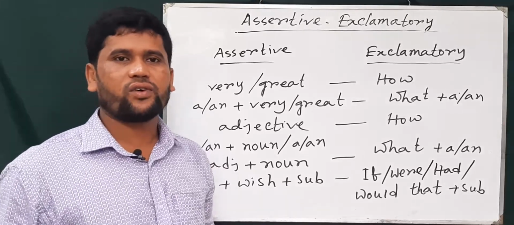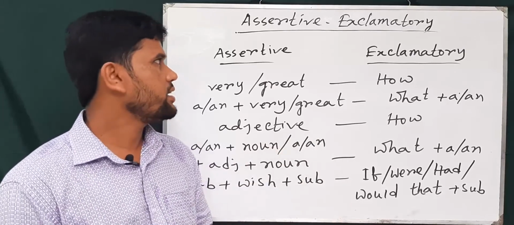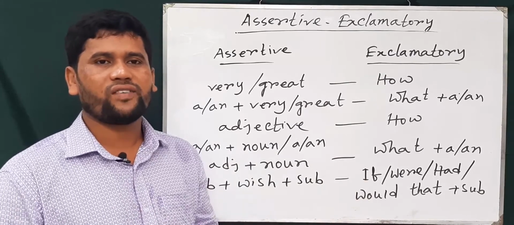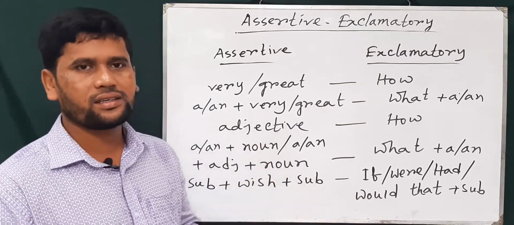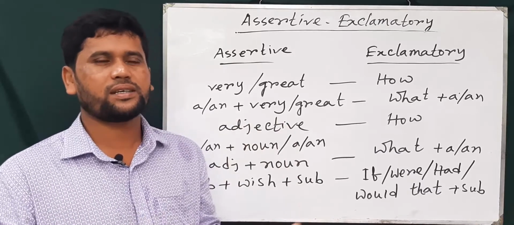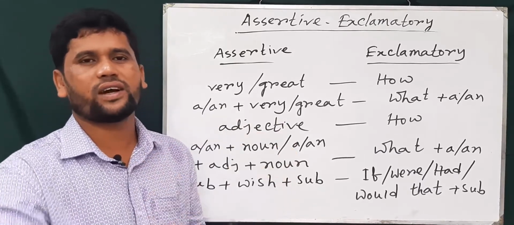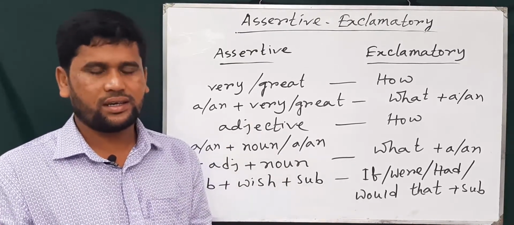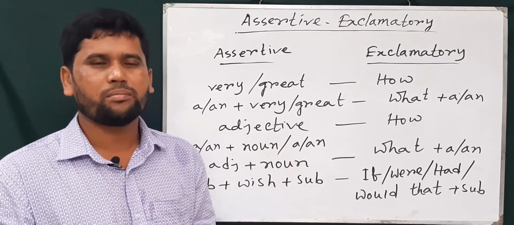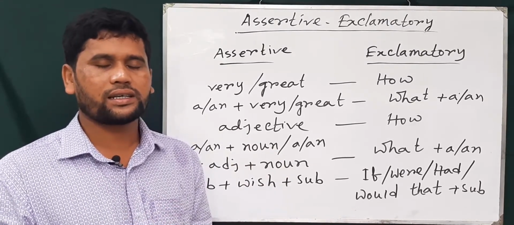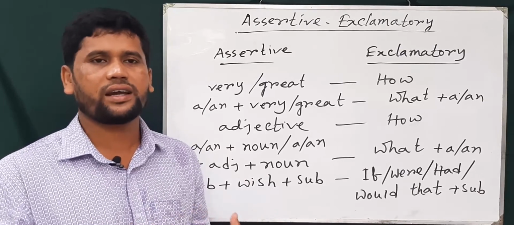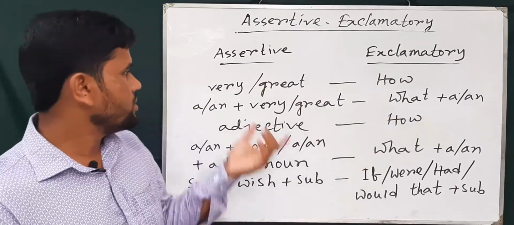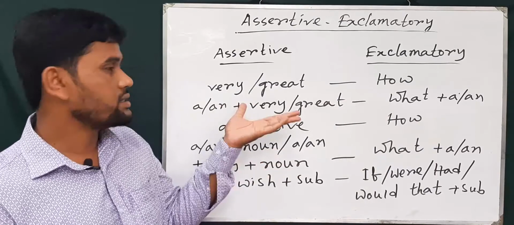Dear student, before going to changing assertive to exclamatory or exclamatory to assertive, you need some basic idea. I have already mentioned, an assertive sentence starts with subject and verb, and at the end we find a full stop. But an exclamatory sentence starts with how or what, and at the end we find an exclamation mark. Or an exclamatory sentence may start with if, where, had, would, that, then we use an exclamation mark at the end. So you need to know some basic things.